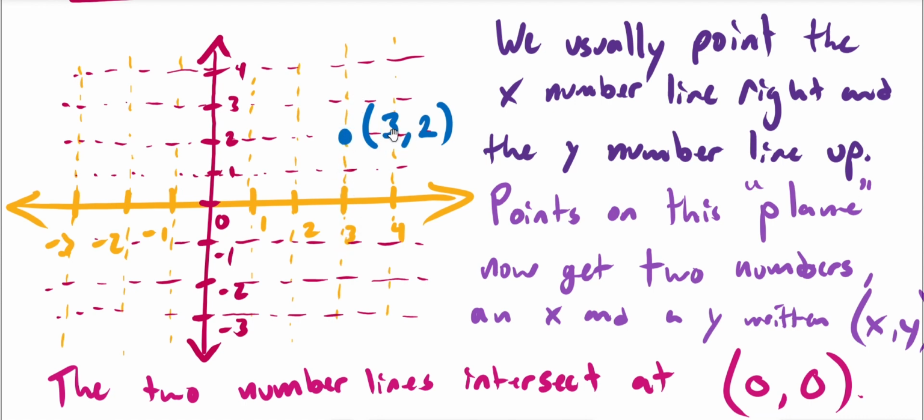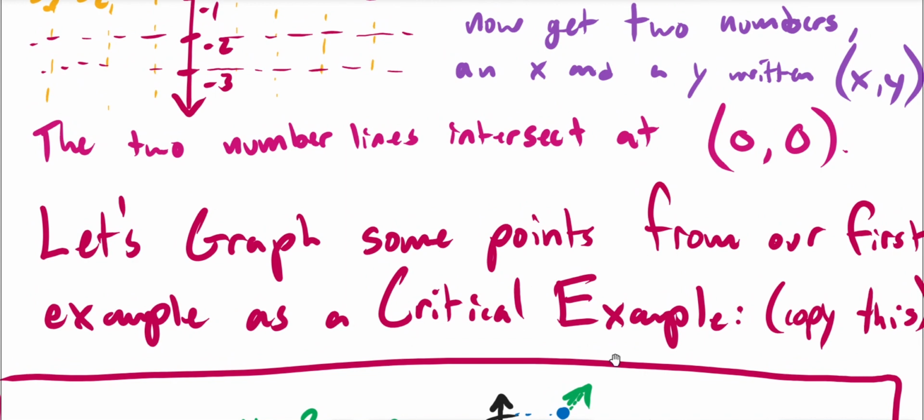And where are they both? Where is the x of 3 and the y of 2? It's right here at this point that I've marked. So now let's graph some more points. Let's use our first example. This will be a critical example, so I want you to copy this for your notes.